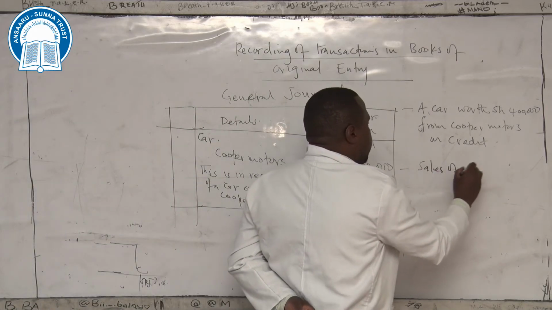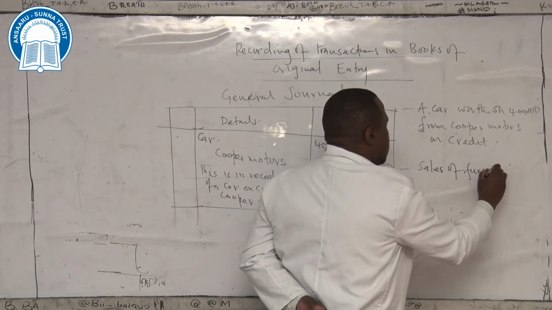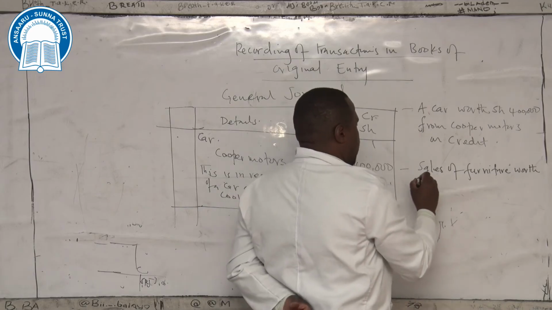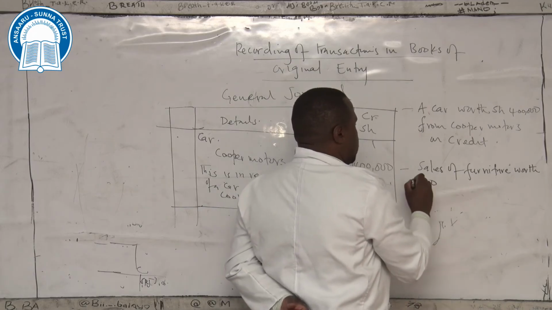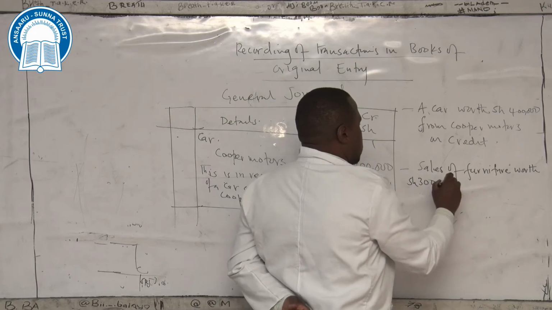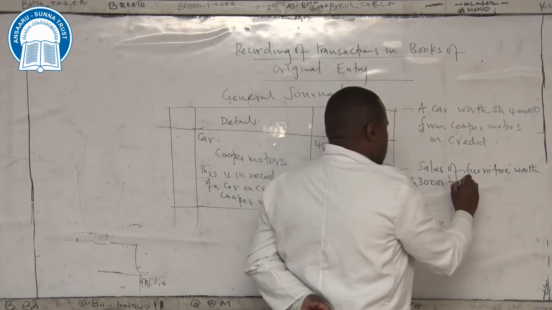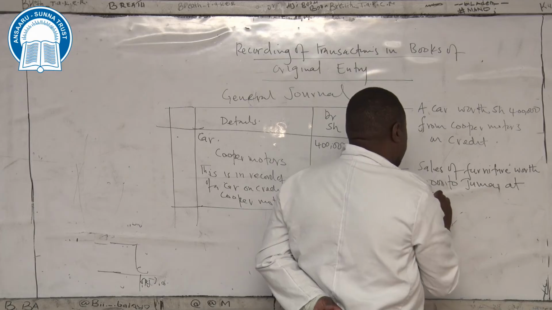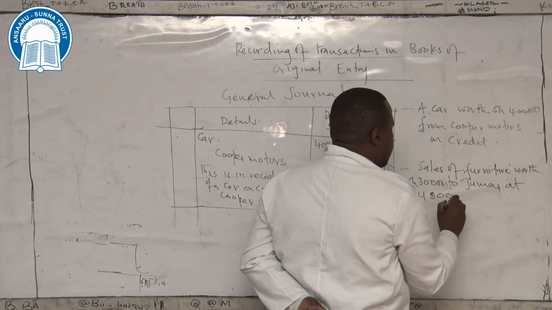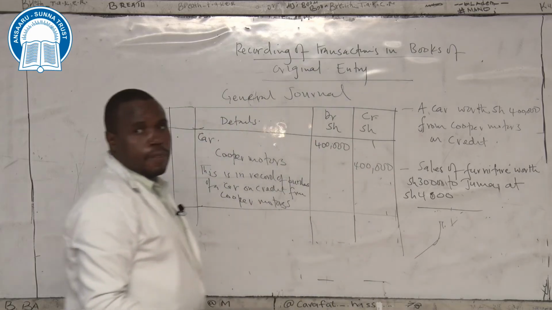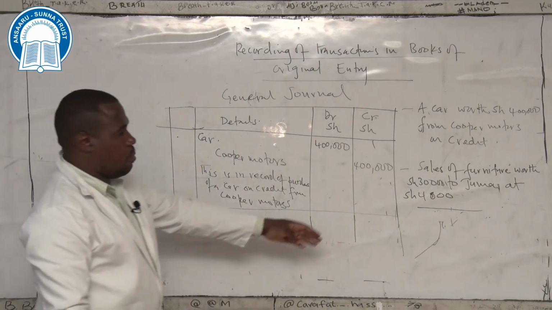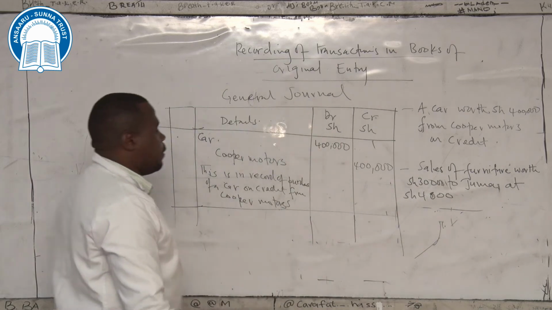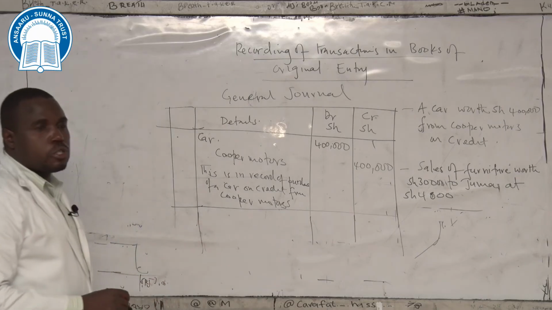For example, now if there's a sale, maybe of furniture worth maybe 3,000 to Juma at 4,000 shillings. That means there's a profit that has been made. Furniture has been sold to Juma. Furniture worth 3,000 has been sold to Juma for 4,000. That means there's a profit that has been made. In such a case, we have to show the profit also.